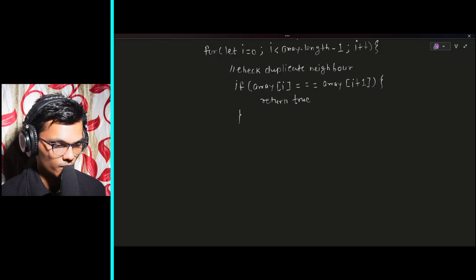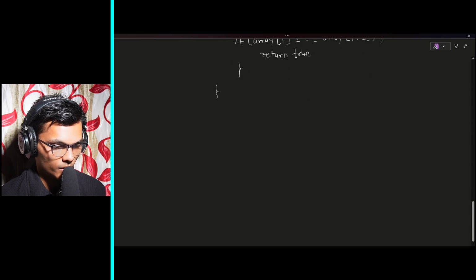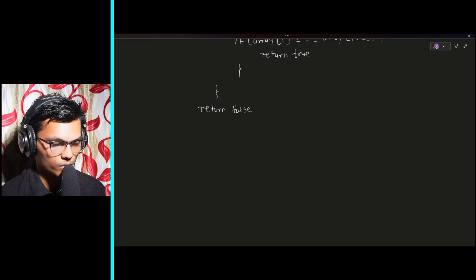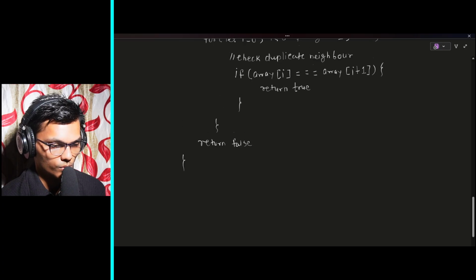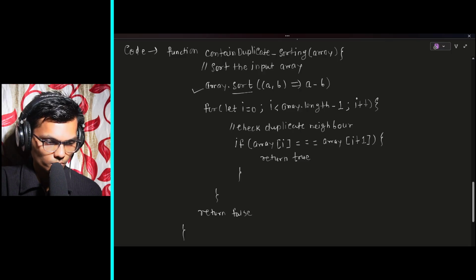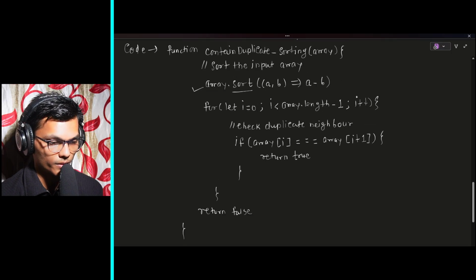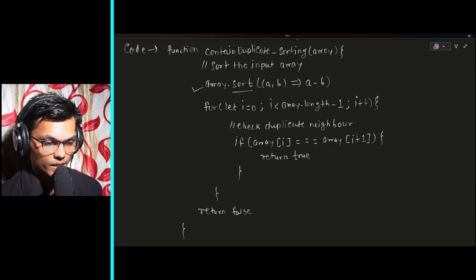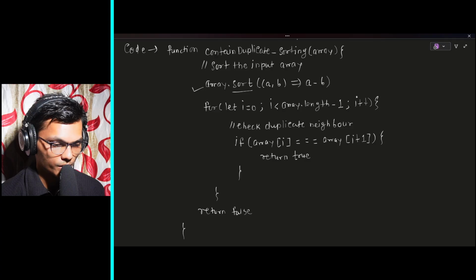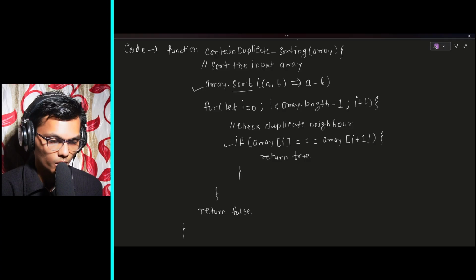And in case there is no duplicate present, then return false. Okay, so this is how our second approach works, by using sorting. What we are doing again is sorting the array. After sorting, we get the duplicate values adjacent to each other, and then we are just checking if they are the same. If they are the same, then yes, there is a 100% confirmation that there is a duplicate present.